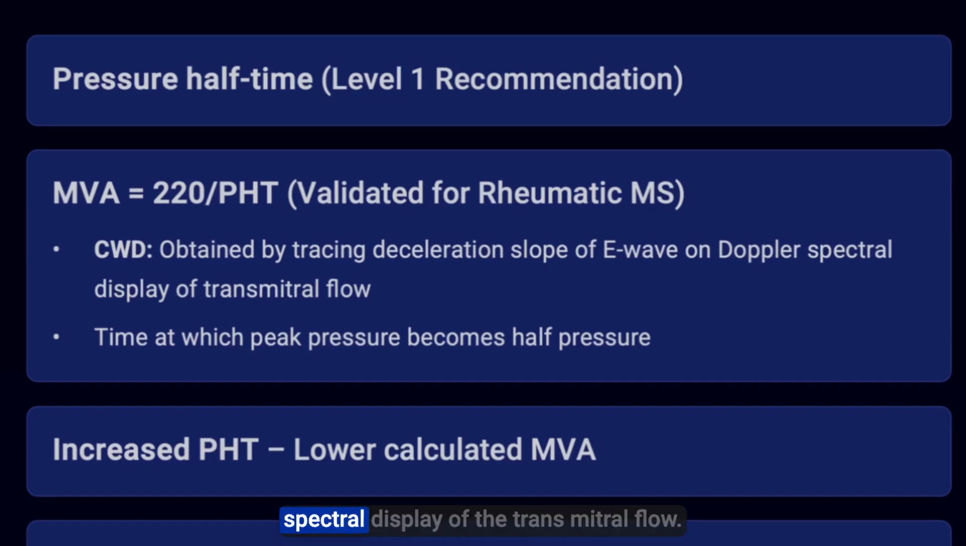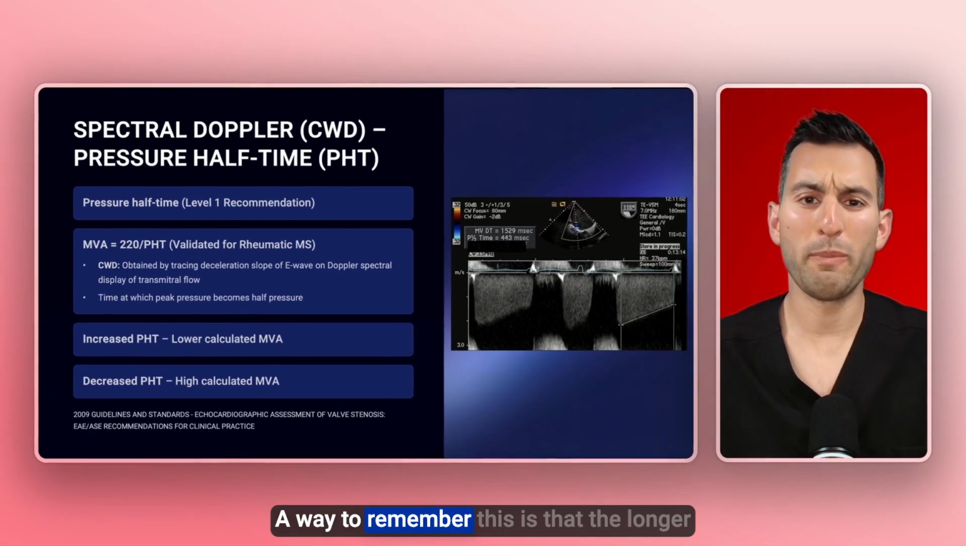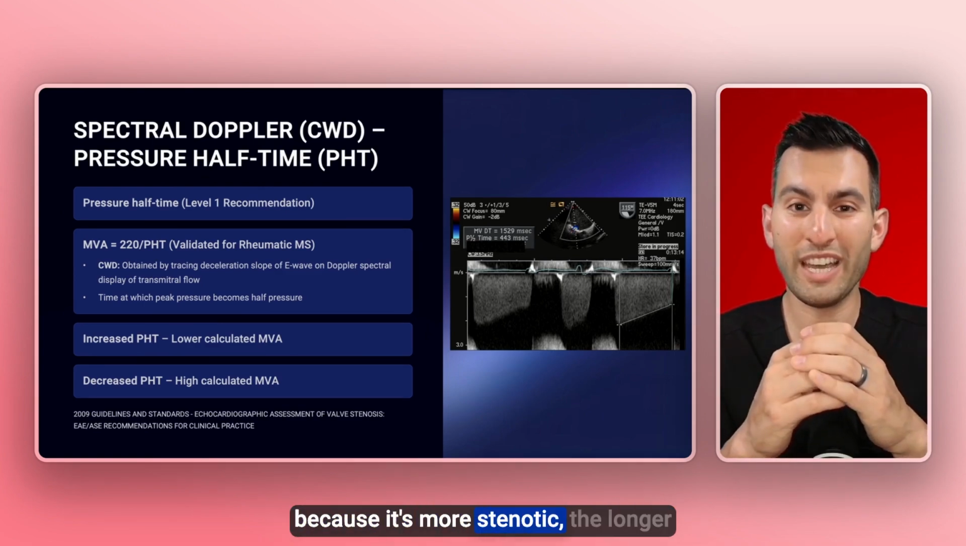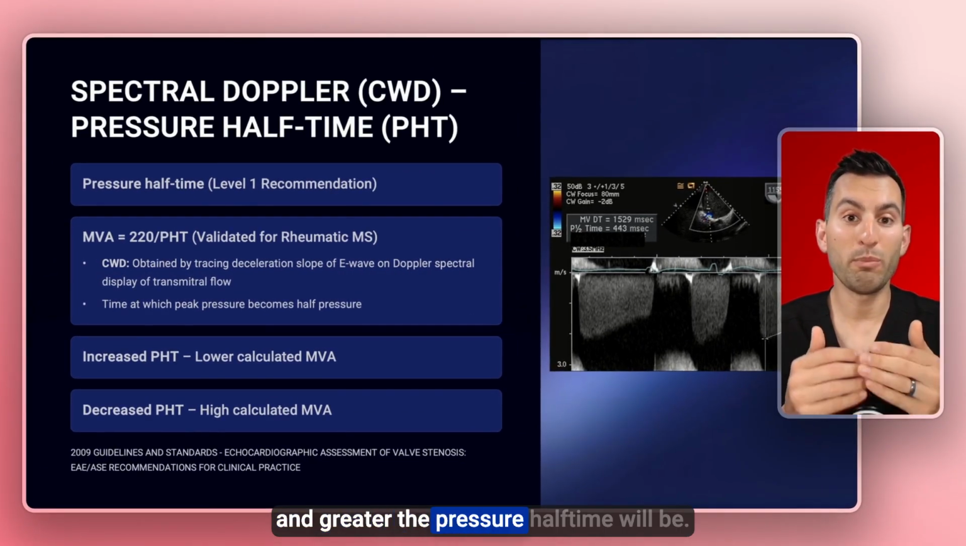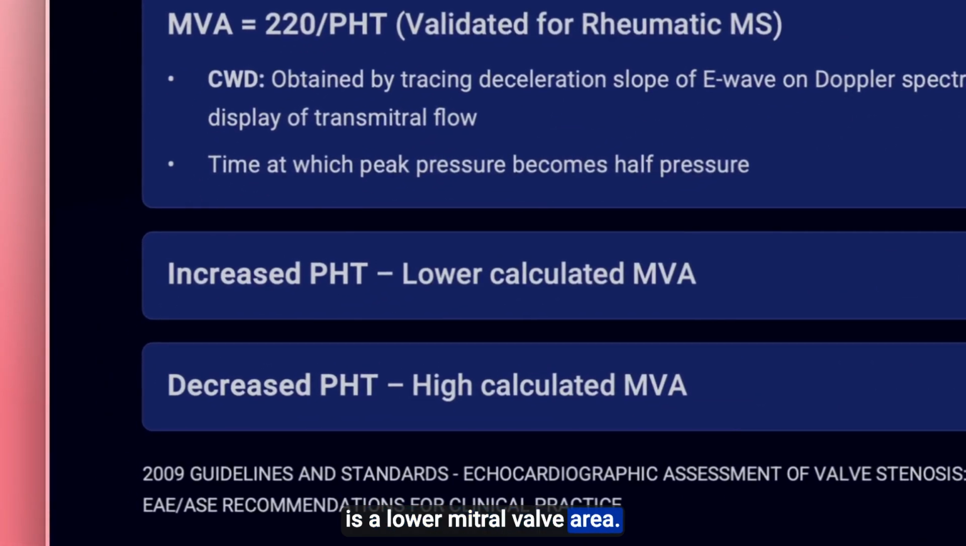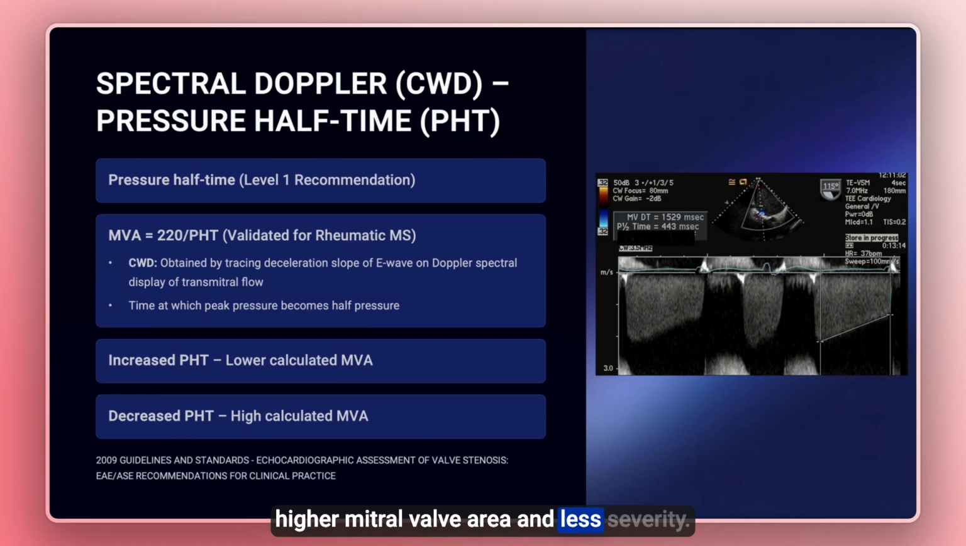on the Doppler spectral display of the transmitral flow, and it'll measure the time at which the peak pressure becomes the half pressure, essentially the pressure half-time. And a way to remember this is that the longer blood takes to flow through a valve because it's more stenotic, the longer and greater the pressure half-time will be. So increased pressure half-time is a lower mitral valve area. Lower pressure half-time would indicate a higher mitral valve area and less severity.